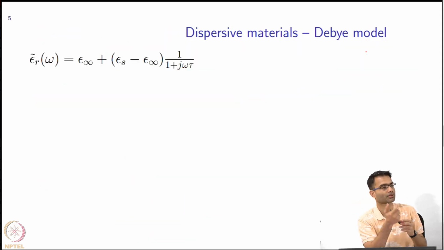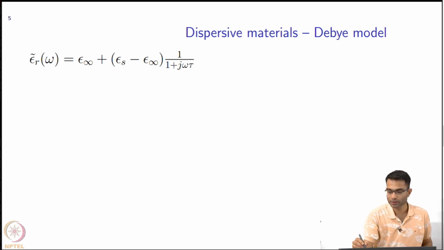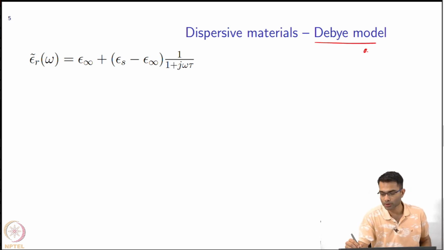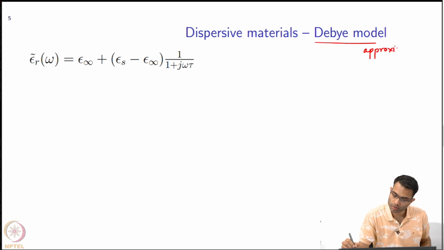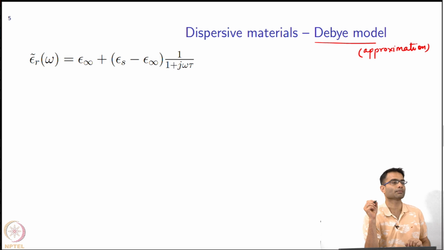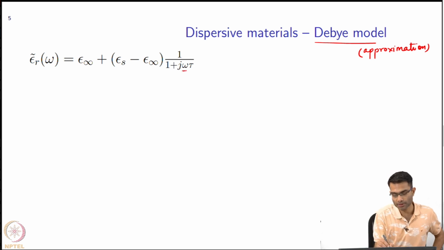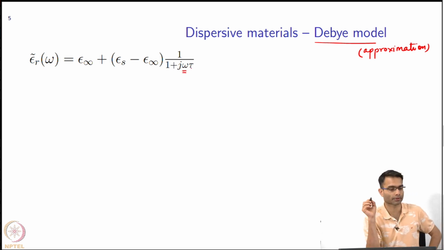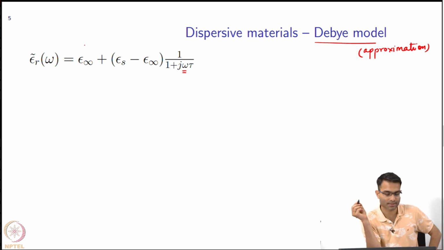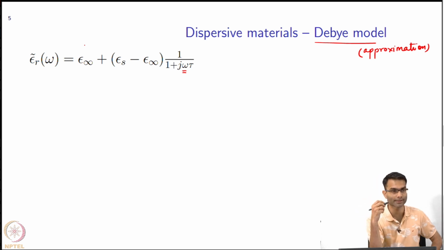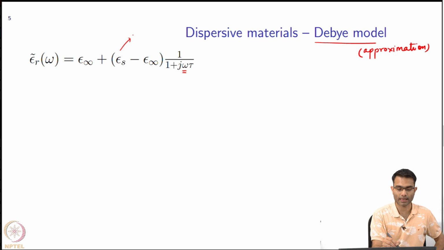So, we will deal with what is called the Debye model. Okay. So, this Debye model is an approximation, but it is something which is reasonable, so look at the various features of it. What is the frequency term that is appearing here in the denominator, right? So, at 0 frequency, what is the term that survives in this expression? Epsilon s, right. So, you can call this the static value.